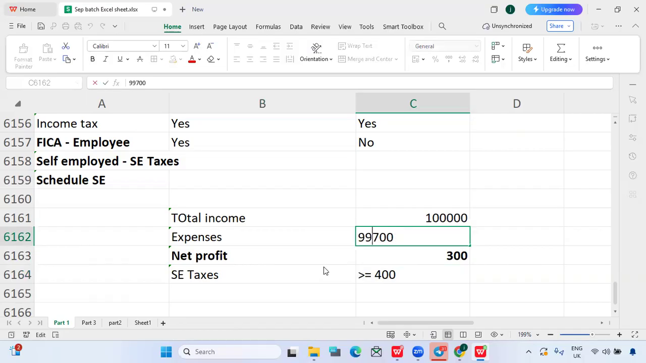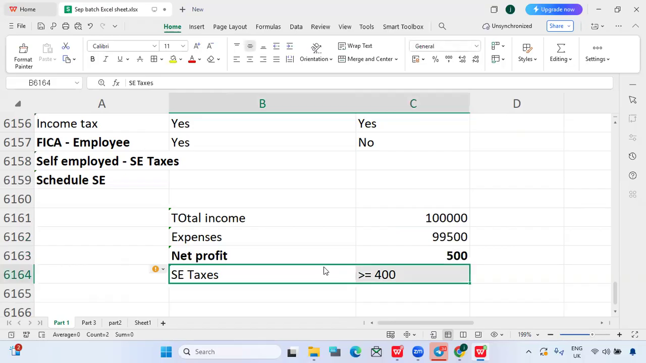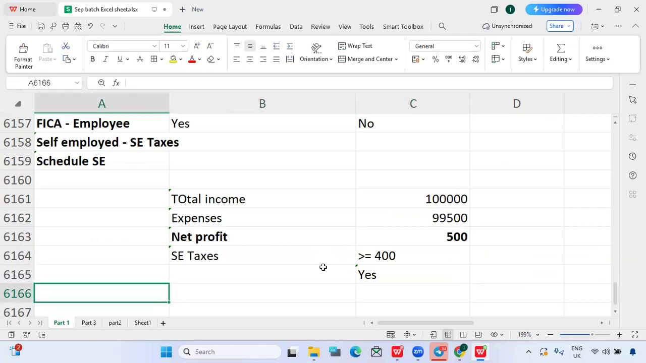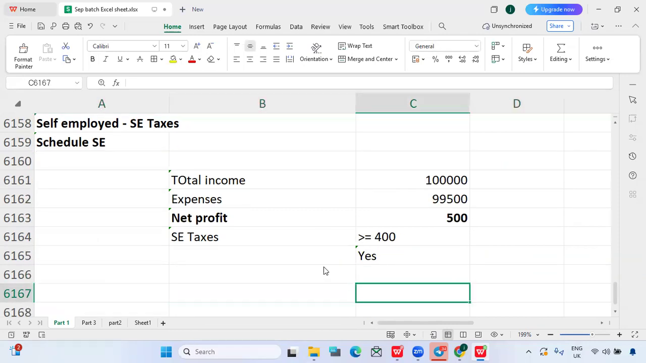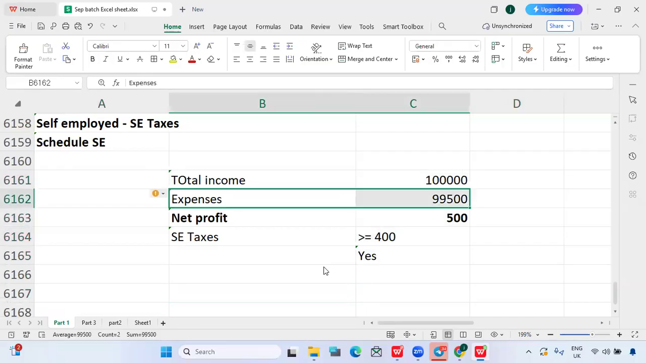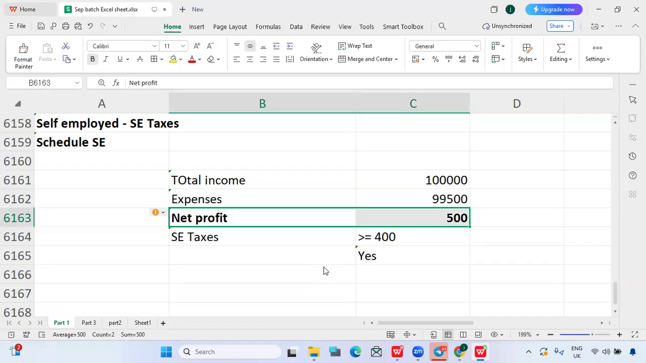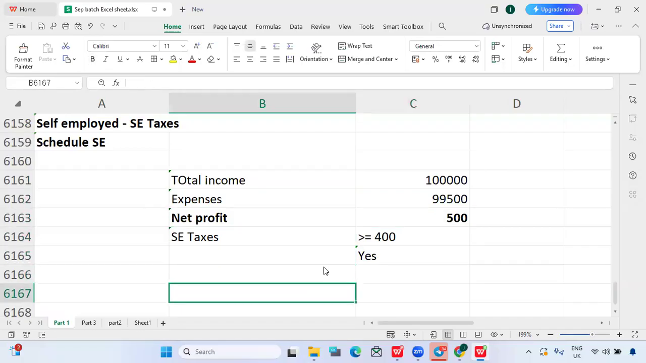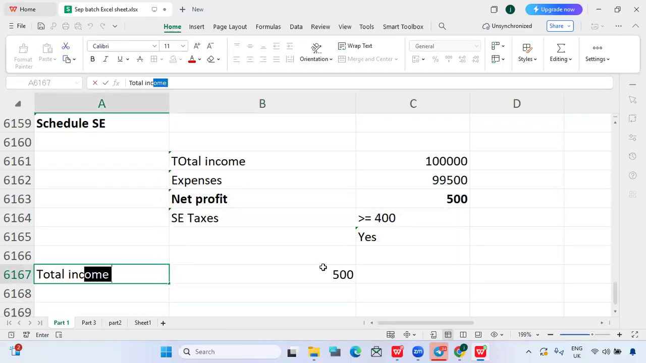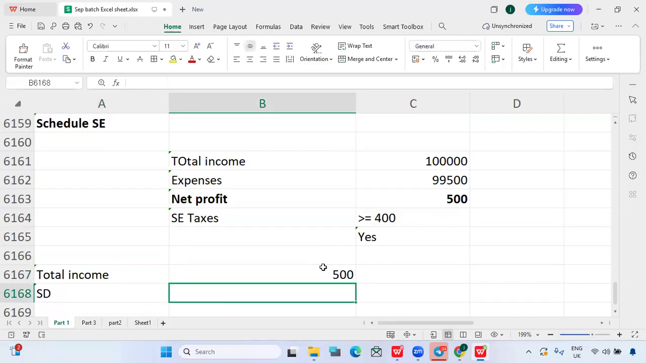Let's say here expenses are 99,500. So net profit is 500. Do we need to pay SE taxes, guys? Yes, we need to pay SE taxes. Let's say the taxpayer's total income is only $500. Total income 100,000, expenses 99,500, net profit 500. That means the taxpayer's income is only $500. So when we prepare his total income, we will report only 500 total income, and we will get the standard deduction, which for single is, let's say, 13,850.